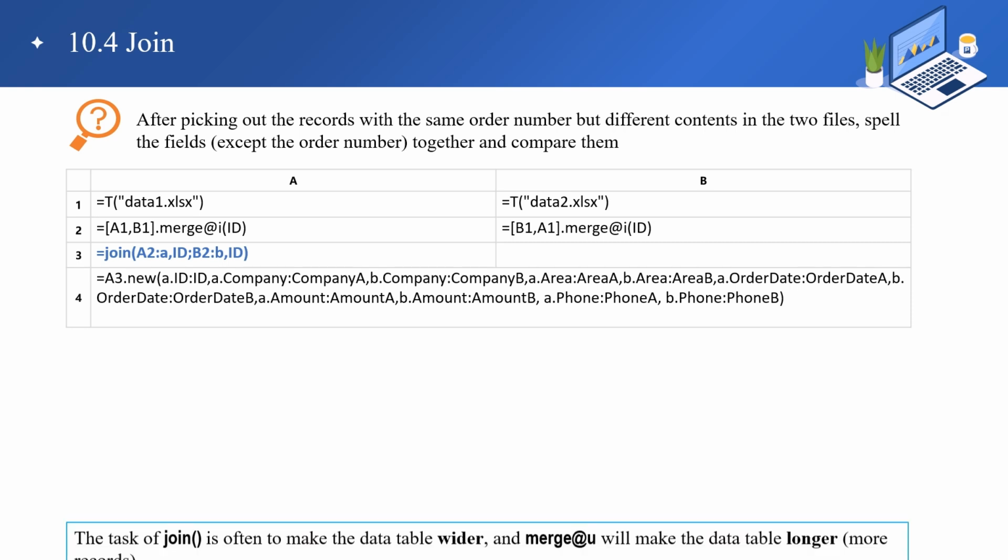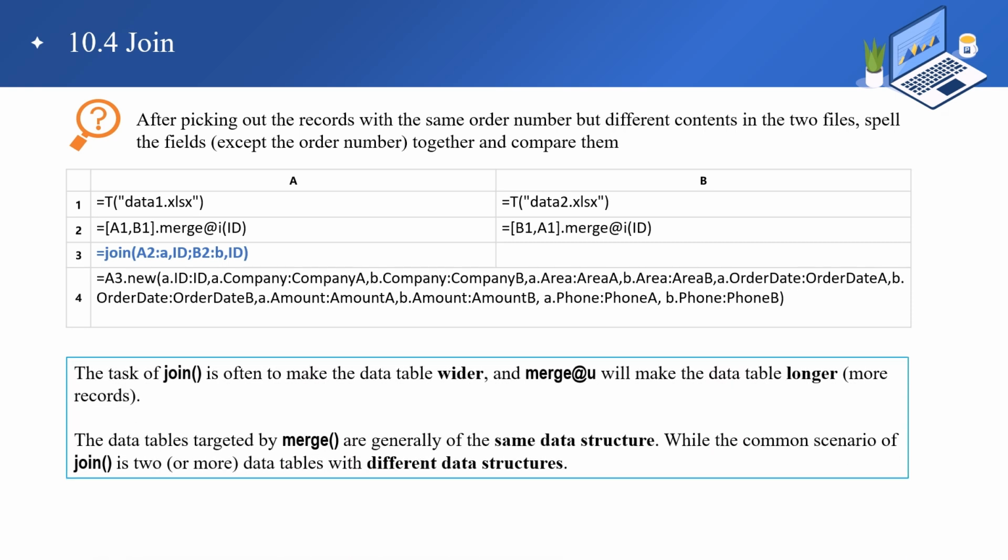Unlike the merge function, the task of the join function is often to make the data table wider, and merge @u will make the data table longer, that is, more records. A bigger difference from merge is that the data tables targeted by merge are generally of the same data structure. While the common scenario of join is two or more data tables with different data structures.